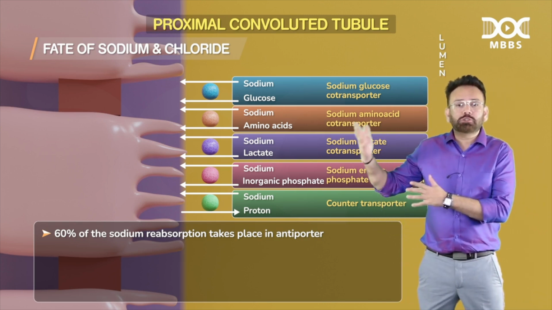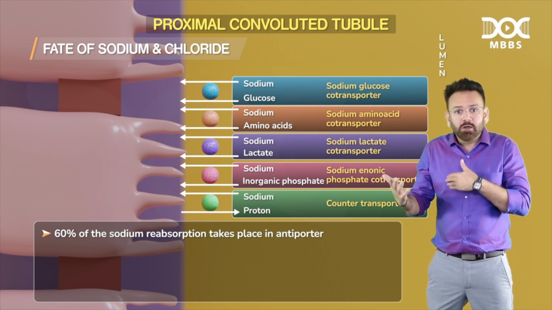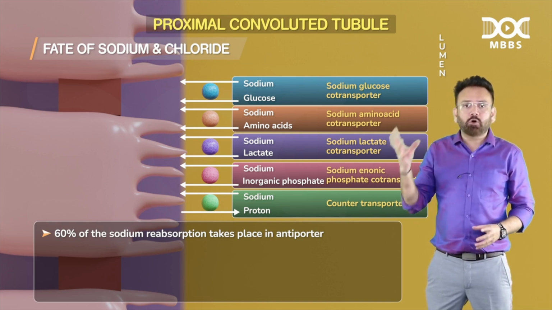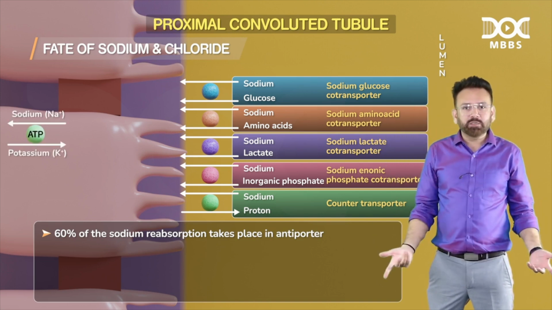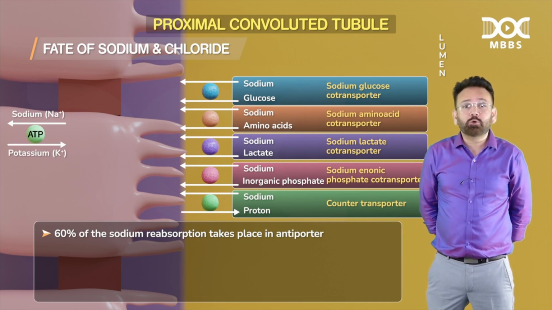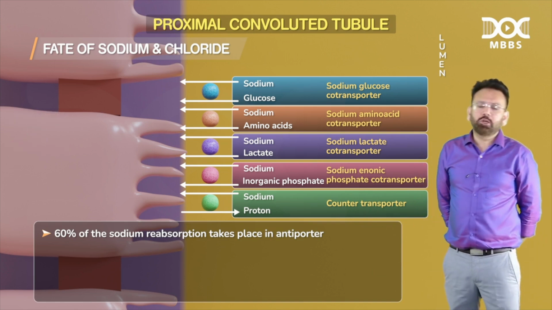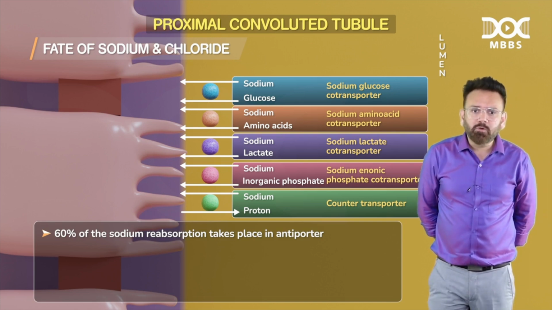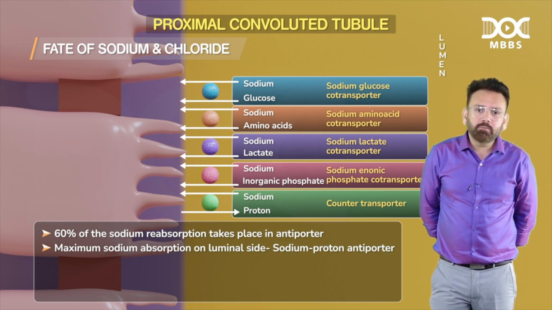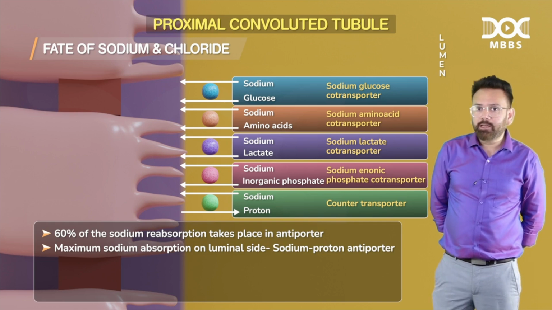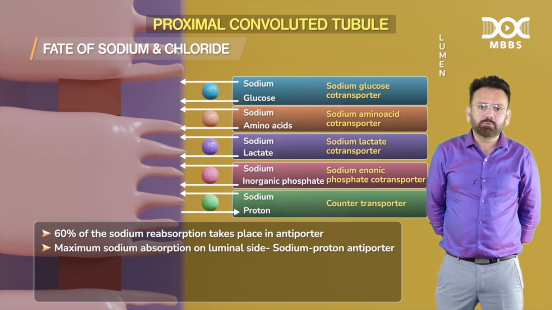Okay. So sodium glucose, sodium amino acid, sodium lactate, they are co-transporters, but the sodium proton exchanger is a counter transporter. All these are involved in sodium reabsorption on the luminal, the apical side, because on the basolateral membrane, almost all sodium is taken by the sodium potassium pump. But if they ask you about the luminal side, there are so many transporters, and the one responsible for maximum sodium absorption on the luminal side is the sodium proton antiporter. Am I clear? Is this point clear? Maximum things are absorbed by this mechanism, the secondary active transporter.